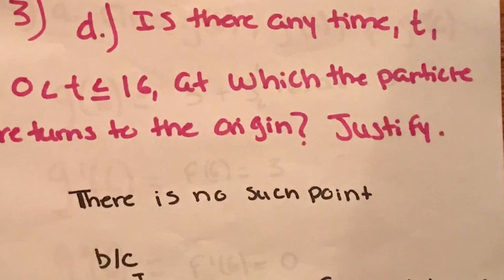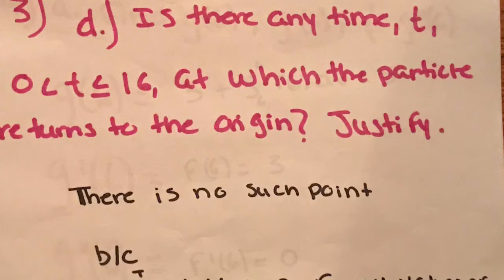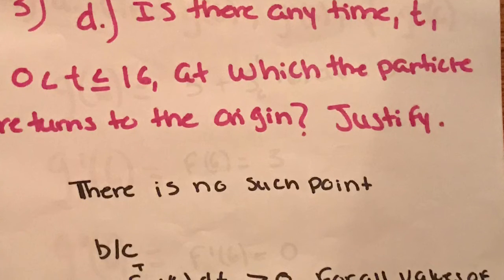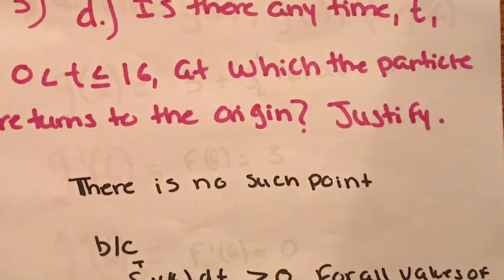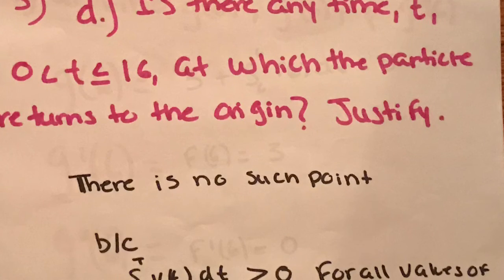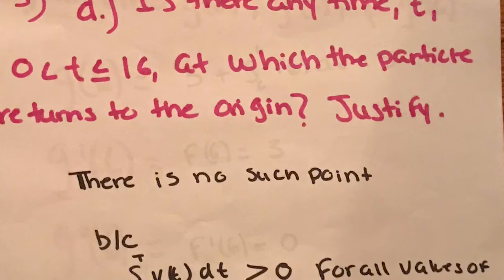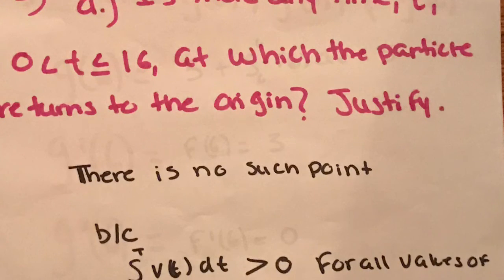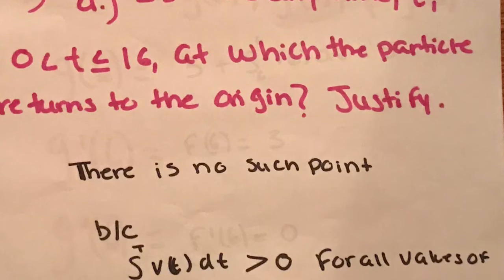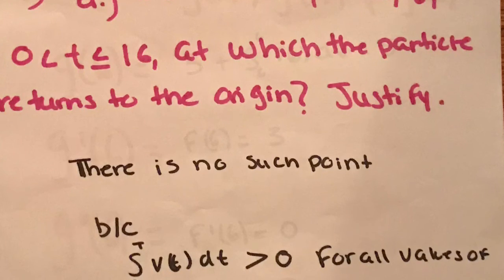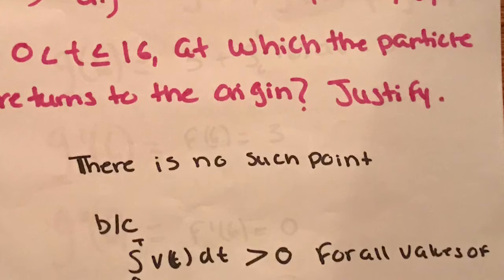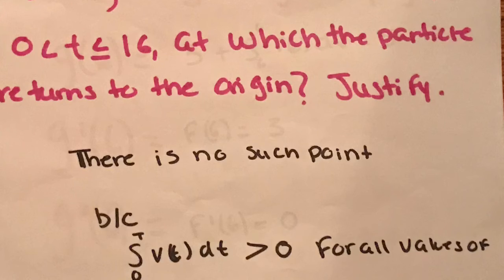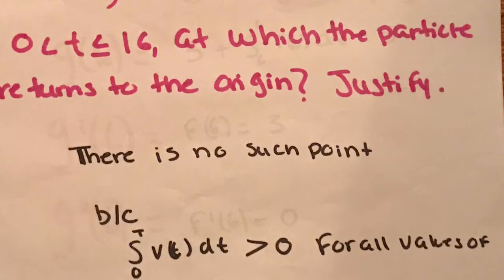Letter D asks, is there any time t where 0 is less than t and t is less than or equal to 16 at which the particle returns to the origin? Justify your answer. We graph the integral from 0 to t of the function in our calculator, and we have to check whether there is any time at which the integral is equal to 0.